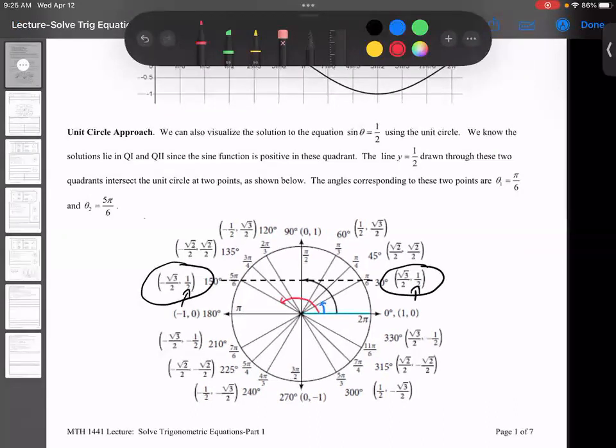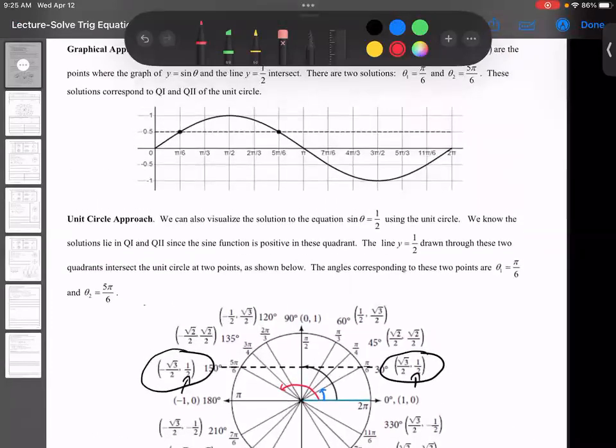Again, you always start out with the initial side, which is on the x-axis. Now, on the xy graph, they do it slightly differently. The solution of sine theta equals 1/2 is where the sine function intersects with the line y equals 1/2. Does that make sense? We rarely see that first approach. Usually we're just going to look at the unit circle, okay?